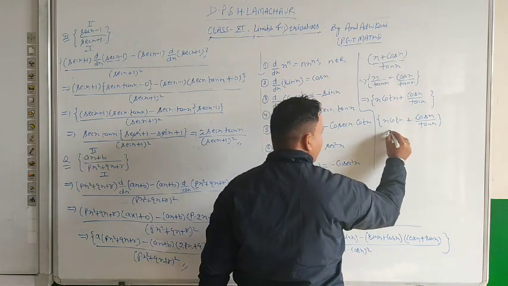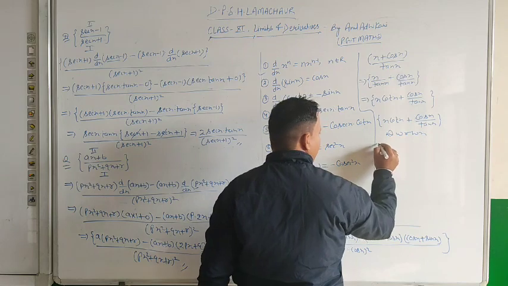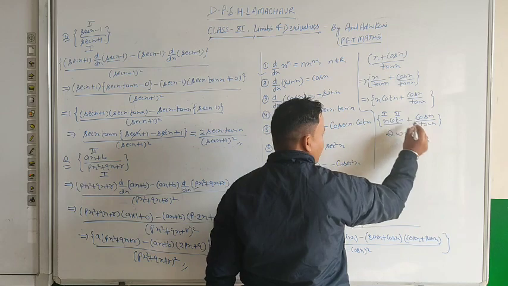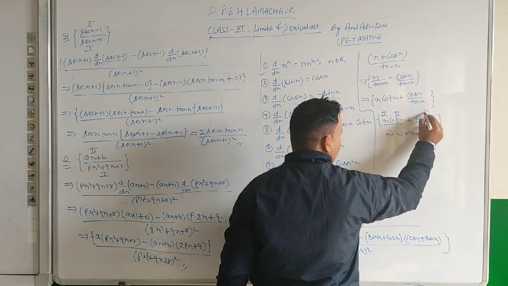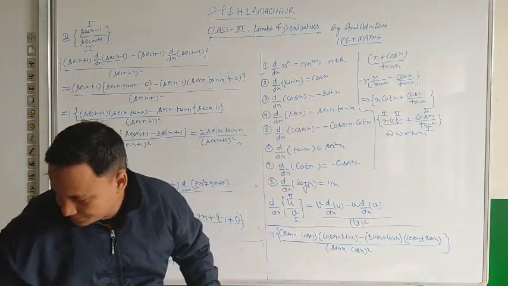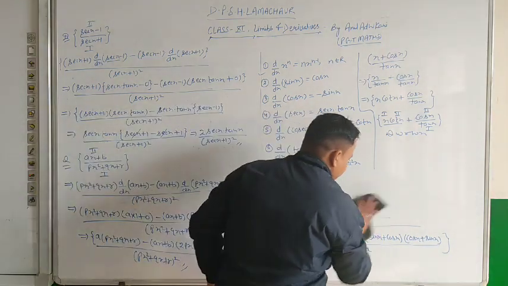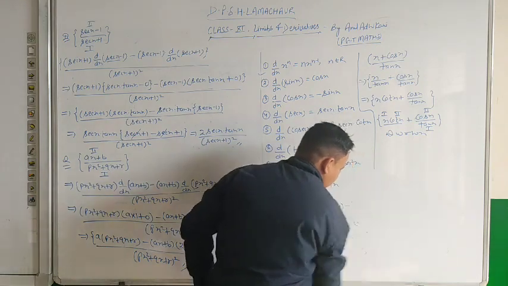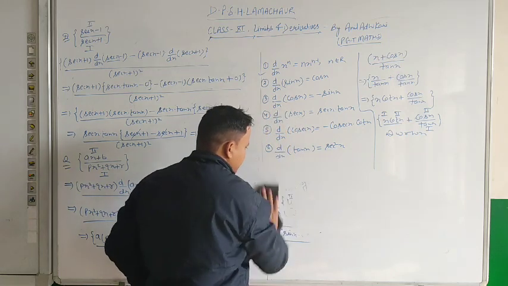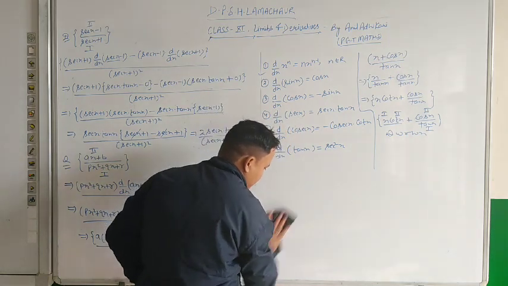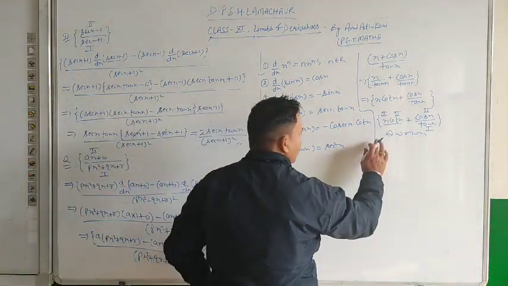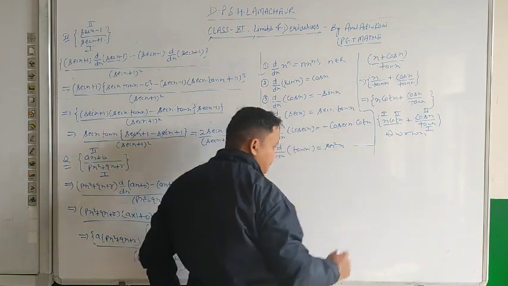Now differentiate with respect to x. So here we have to use the product rule. So let it be first and let it be second, and here we will use the quotient rule. So let it be first and let it be second. Okay. Now differentiating with respect to x.